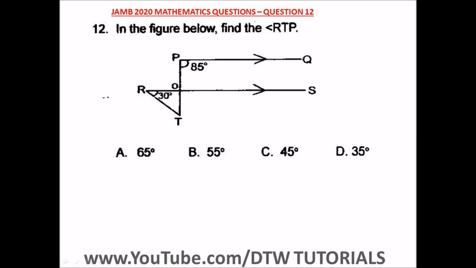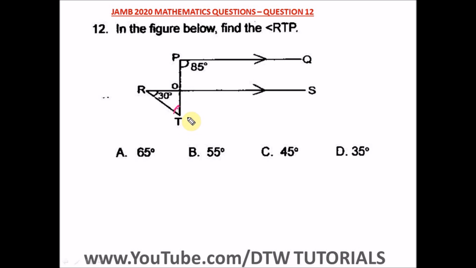So this is question number 12 of the JAMB 2020 mathematics questions. So we're told that in the figure below, which is this figure, we should find the angle RTP. So they want us to find this angle.